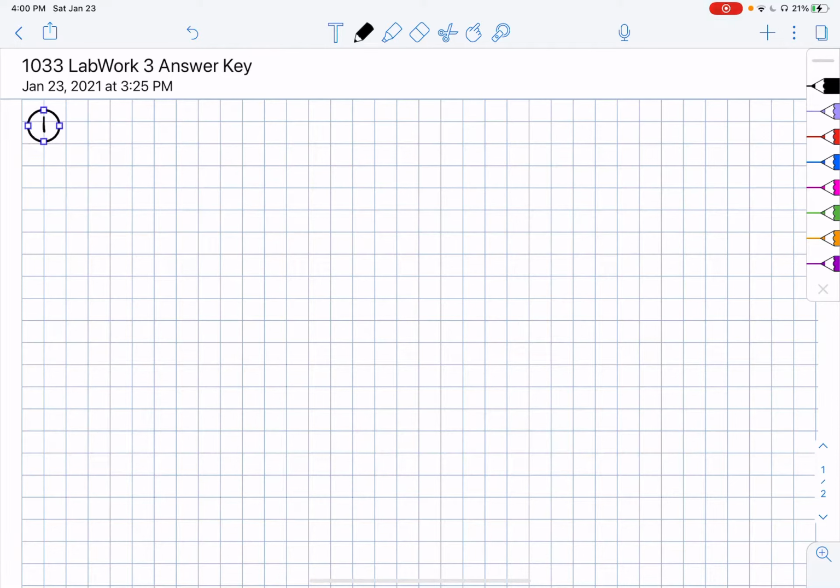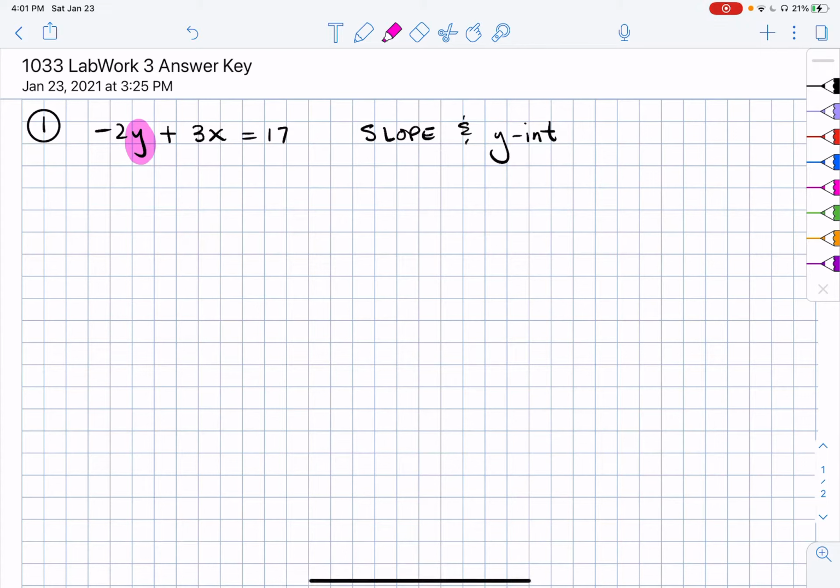All right, number one. We have negative 2y plus 3x equals 17. It is asking for slope and y-intercept. Anytime it's asking for slope and y-intercept, what we want to do is go ahead and get y by itself. In order to do that, we have to subtract 3x on both sides.